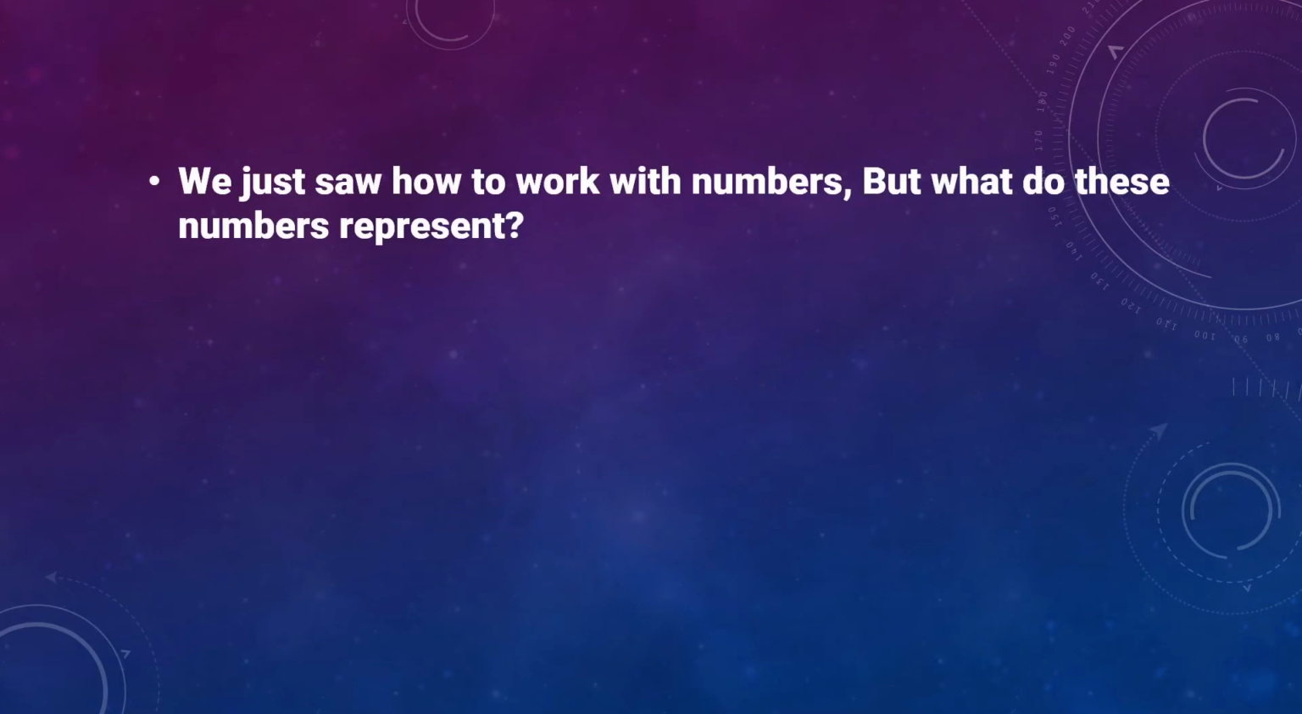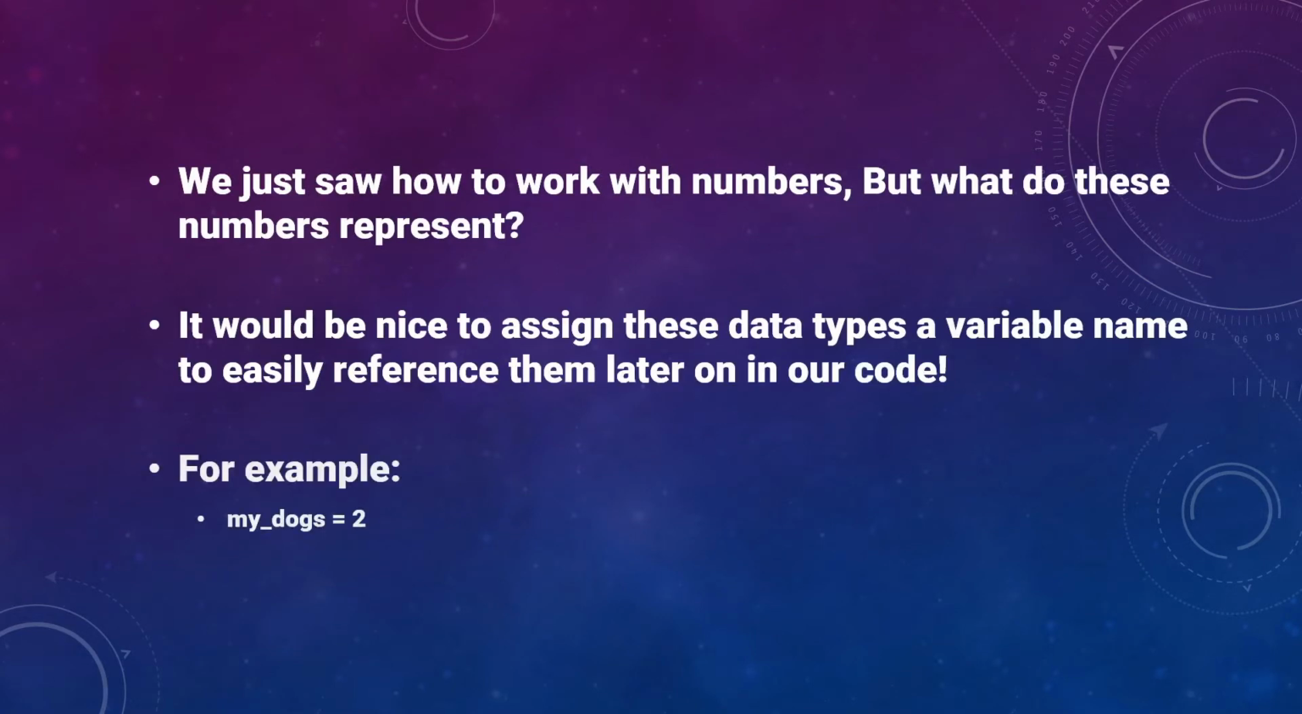Now we just saw how to work with numbers. We had integers and floating point numbers, but you actually have a variable name assigned to them. So it would be nice if we can assign these particular data types a variable name to easily reference them later on in our code. For example, I could say a variable name my_dog is equal to 2.